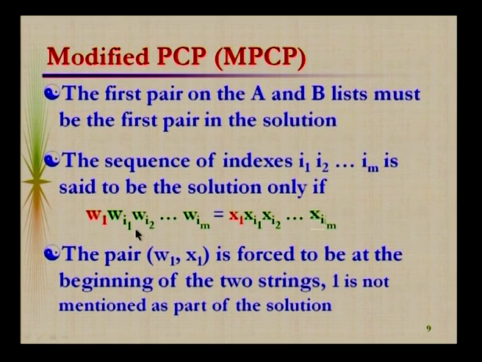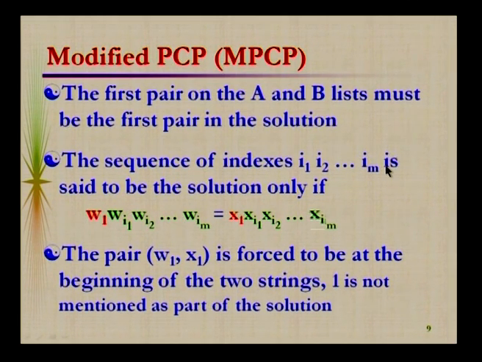As far as PCP is concerned, we take only this pattern from WI1 to WIM, whereas in the case of MPCP, we will always add the prefix W1 here and X1 here. So, this concatenation W1, WI1, WI2 etc. WIM, if it is equal to X1, XI1, XI2 etc. up to XIM, then we can say that the solution is I1, I2, I3 etc. up to IM, but we will never include 1 as part of the solution.